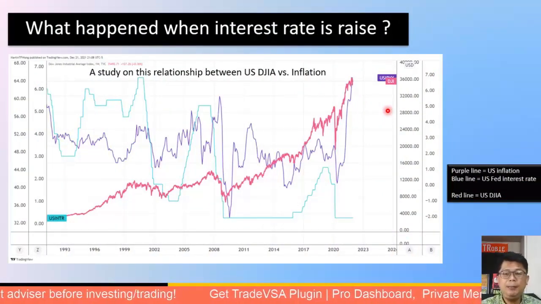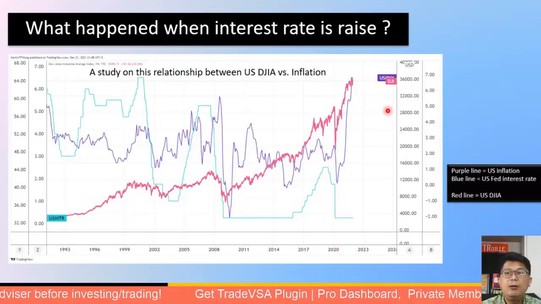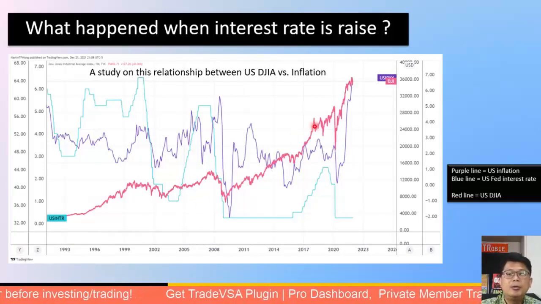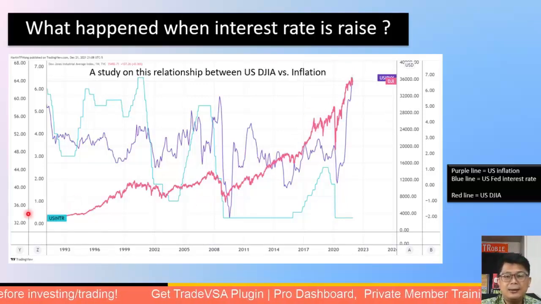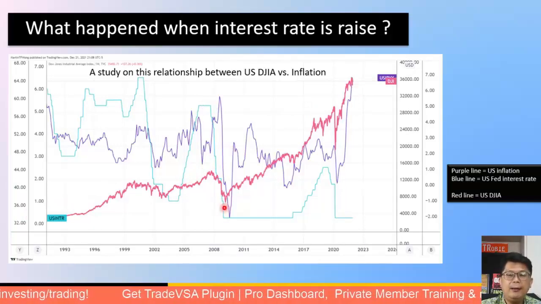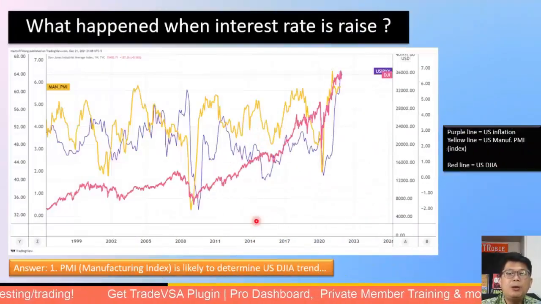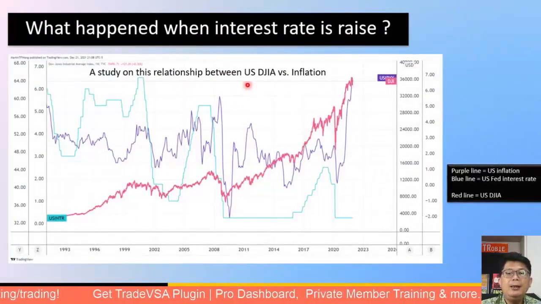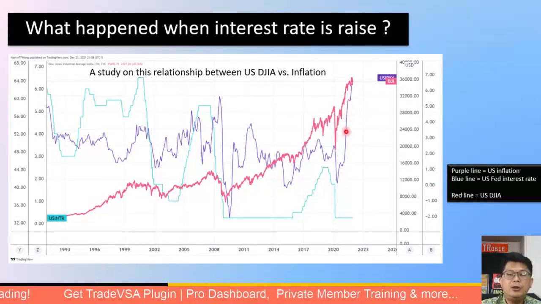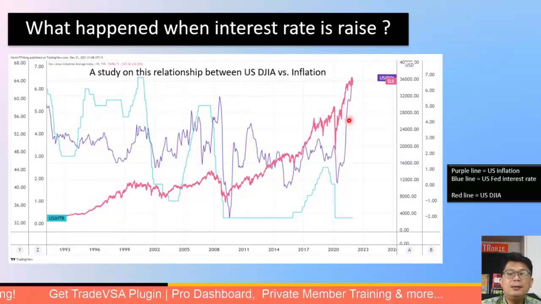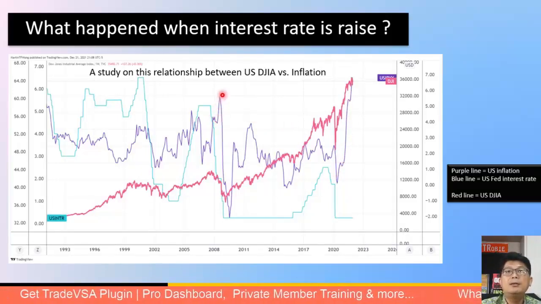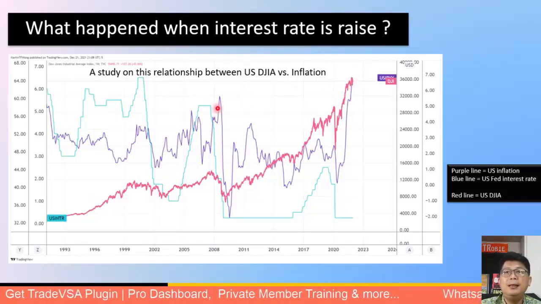Now let's talk about some relationships in here. This is the interest rate way back to 1992. The red line that you see here is the Dow Jones, which has continued to go higher and higher. The blue line is the US Fed interest rate. Why are we doing this? Because we want to understand the relationship between the US Dow Jones and inflation. The purple line is the inflation. For the first time since 2008, the inflation has gone up to about 6%. This is hitting about 6.5%.